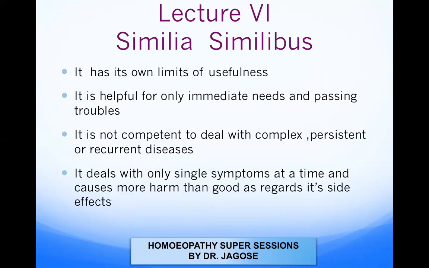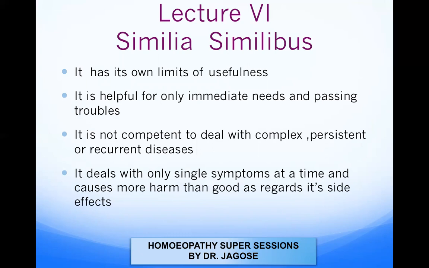So as I told you, in an emergency situation or for a troublesome symptom of the patient which is tormenting the patient off and on, then you can give temporary relief by using the antipathic mode of treatment. It is not competent to deal with complex, persistent, or recurrent diseases. So antipathy cannot be used to deal with a complex or complicated disease, or a persistent disease, or a recurrent disease. The symptoms will go on coming again and again, or are persistent throughout the patient's life, and they go on recurring at regular intervals. This method, that is the antipathic method of treatment, will not be useful.